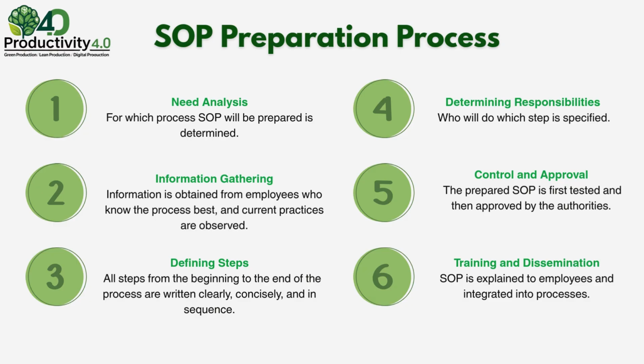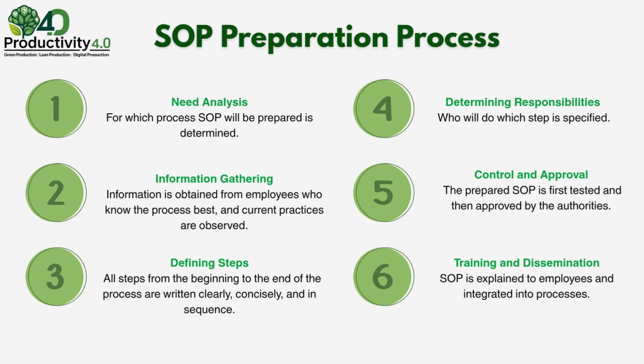The first step is identifying needs. Deciding which process the standard operating procedure will be prepared for provides a correct starting point. The second step is information gathering. In this phase, interviews are conducted with employees who know the process best, and current practices are observed. This forms a solid foundation for the standard operating procedure. The third step is defining the steps. Each phase of the process should be written clearly and precisely, with every task thoroughly described.